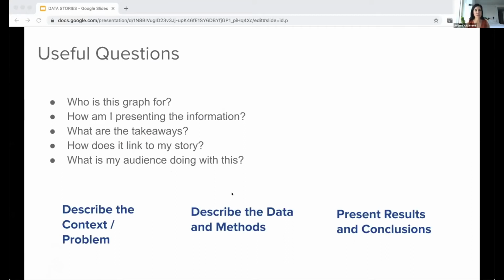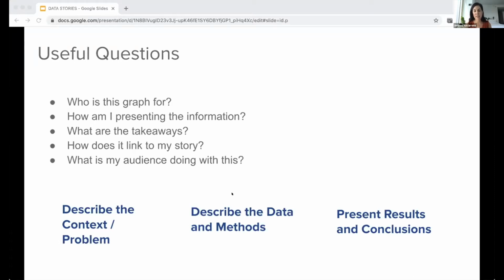Some useful questions before jumping in and putting graphs in: you have to define who your audience is, who you are presenting the story to, what the key takeaways are, how each part of the story links to the complete story itself, and what your audience is going to do with it. In my experience, there are 3 parts of the whole data story which I have found very useful to put in order. First, describing the whole context, what the problem is. Then describing the methods, what the data is, where the data comes from, the different sources, and what methods you used. And then presenting results and conclusions.